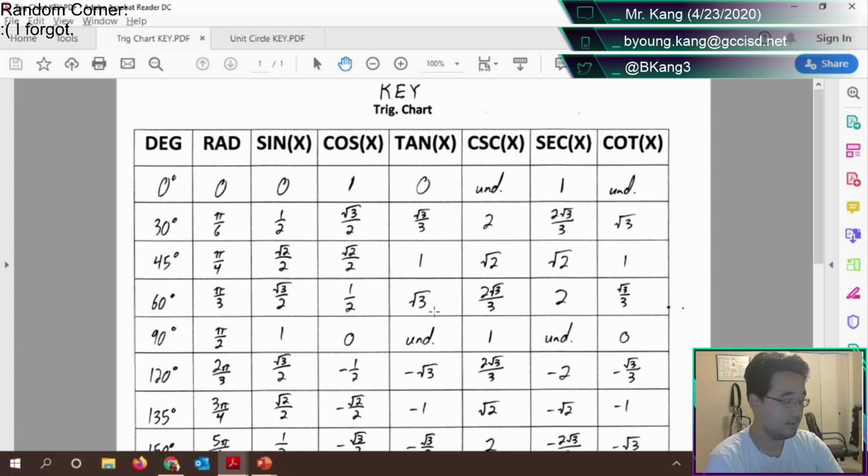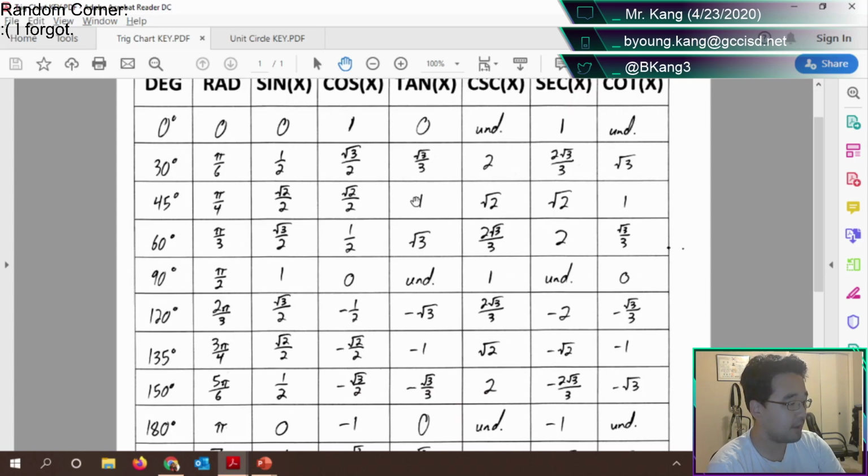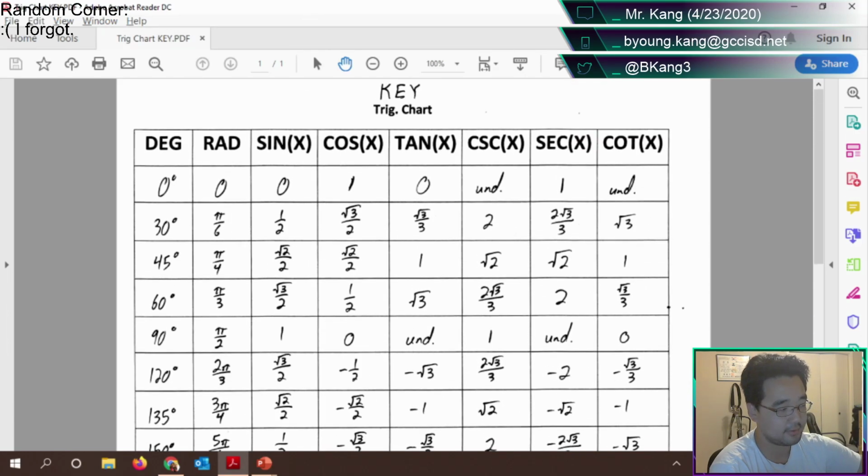All right? So this is why we like the chart. I'm even going to close out this unit circle. We're not going to need it anymore. The chart is the only thing you're going to need.